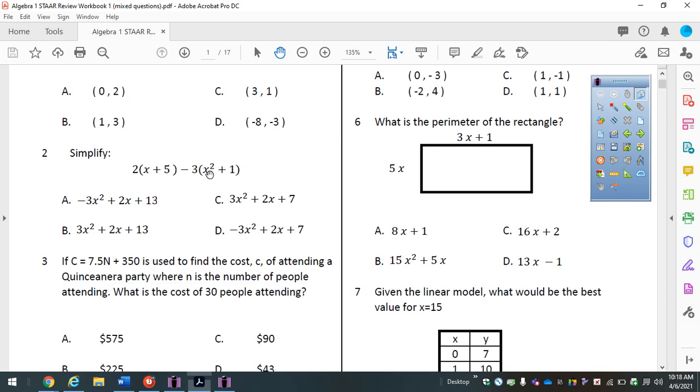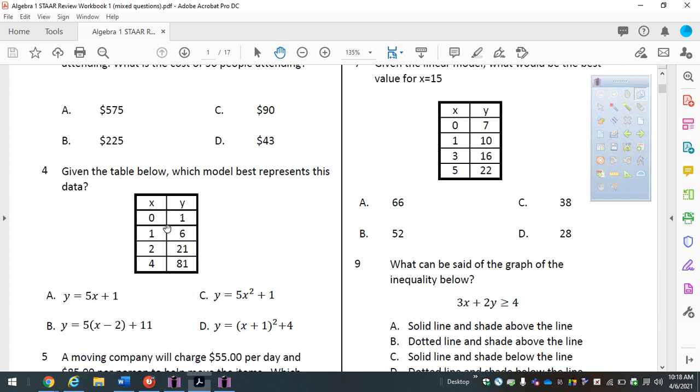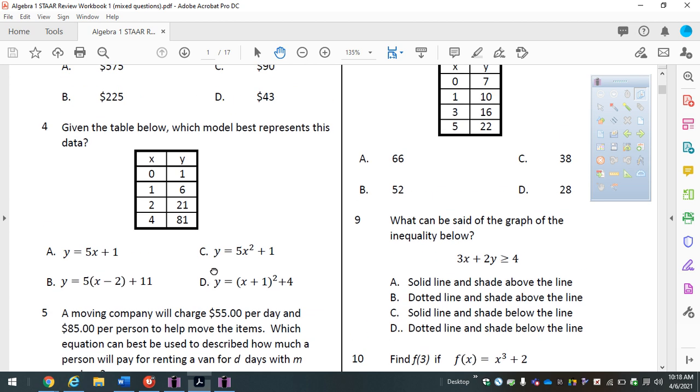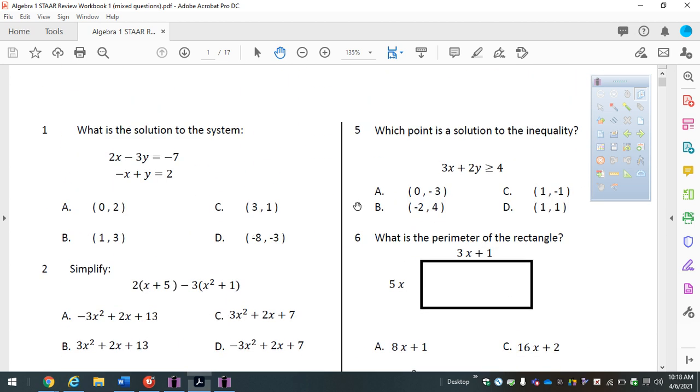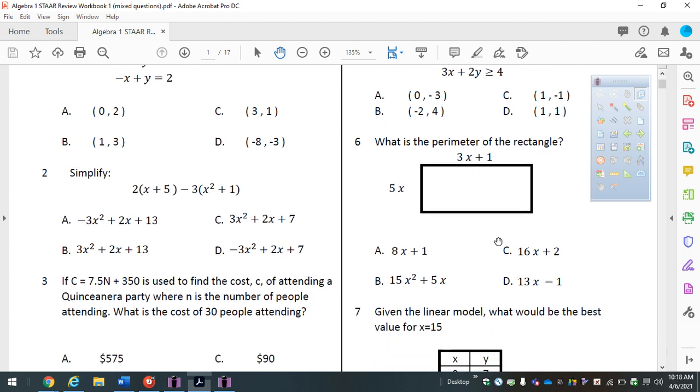This one you just multiply it out, distribute, collect like terms. This one you just read it, understanding that it's saying cost of 30 people, n is the people, so you plug in 30 for n. This one here, I recognize that it was not linear. It didn't go increasing by a common rate of change. So I just graphed this one, Control T, and I got the table. This one's just a reading, easy. Plug these in. Make sure you know the perimeter is adding them up basically.